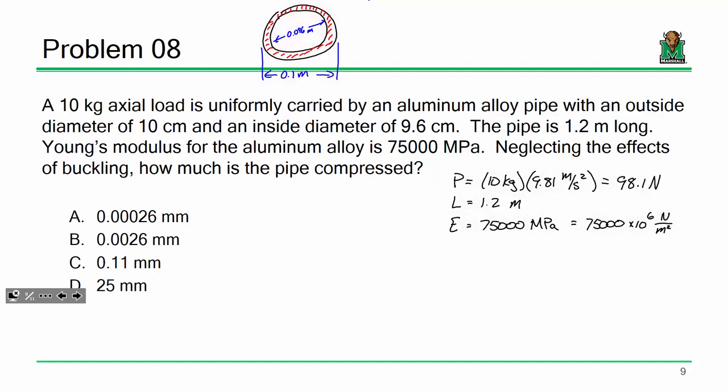Okay, so how do you calculate the area of a circle? Just in general, how do you calculate the area of a circle? Pi d squared over 4. So for that red shaded region, the actual area of the pipe, I need the pi d squared of the outside minus the pi d squared of the inside. So really what I need to do is A is pi times the outside diameter squared minus the inside diameter squared over 4, right?